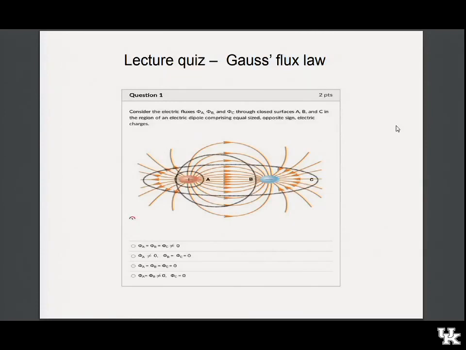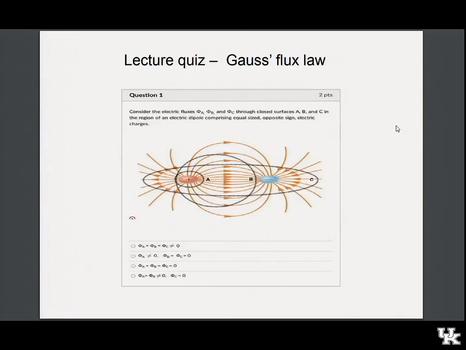Okay, I'll get started with the solution. So again, the key idea is, if you want to know the flux through these surfaces, A, B, and C, is to think about what charges are inside those surfaces. So for A, and also for B, you look at the sketch, the positive charge is inside A, and the positive charge is inside B. The negative charge is outside A, and it's outside B.